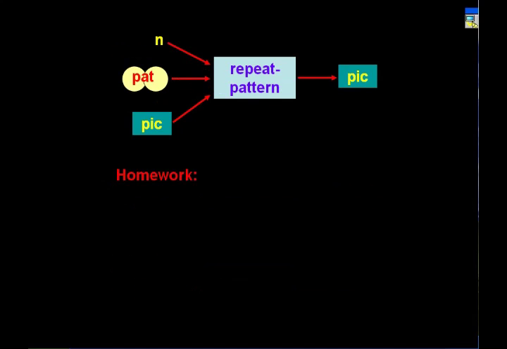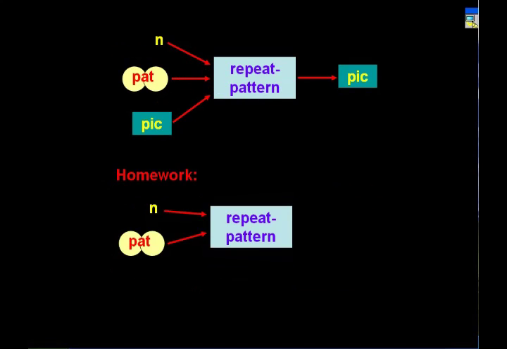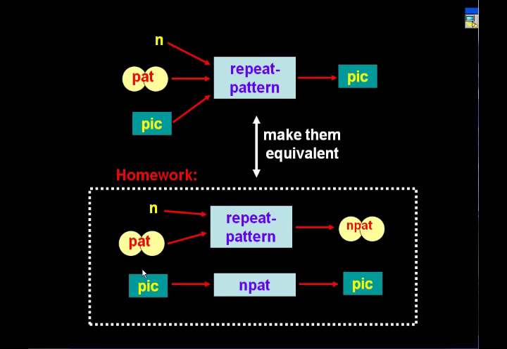For homework, just make sure you understand this. Go and convert this particular pattern into this form, such that you put in n and a pattern, and out comes a pattern. So this is n pad. If you take a picture and you put it through the n pad, you will get out the picture, such that these two pieces are equivalent to the top. All right, does that make sense to you? So this basically helps you understand how you can put these things together, how you manipulate them, and how they work. This is not too bad.